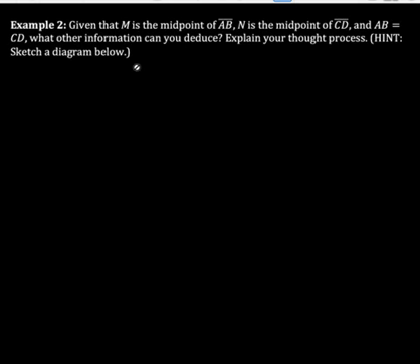Now in example 2, it says, given that M is the midpoint of segment AB, and N is the midpoint of segment CD, and the distance from A to B equals the distance from C to D, what other information can we deduce? Well, let's get a sketch of this, because we want to figure out exactly what is being said here. I'm going to start at the end, that AB is equal to CD. That would tell me that segment AB is the same length as segment CD. So let's draw another segment of about the same length.